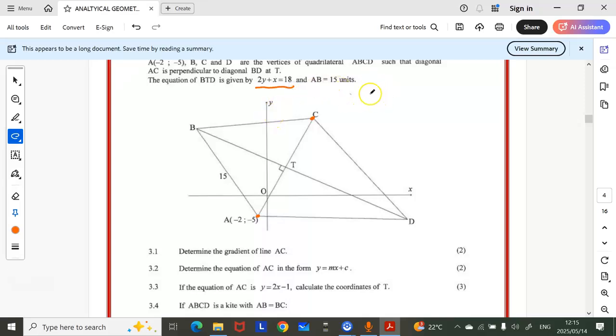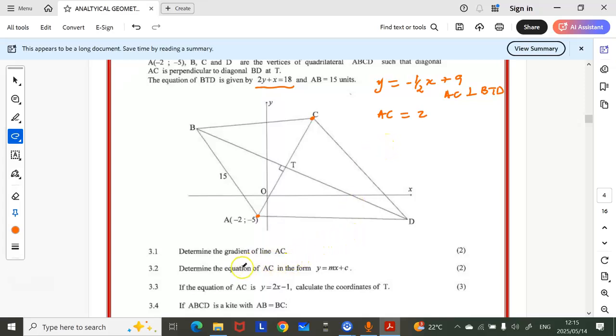So let's just write the equation in standard form. This equation in standard form will be y equals minus half x plus 9, right? So that means the gradient is minus half. So the gradient of AC, since AC is perpendicular to BTD, will then be equal to 2, right?